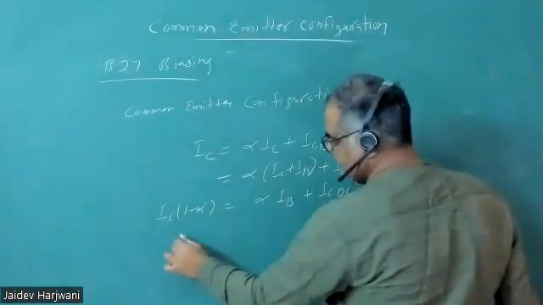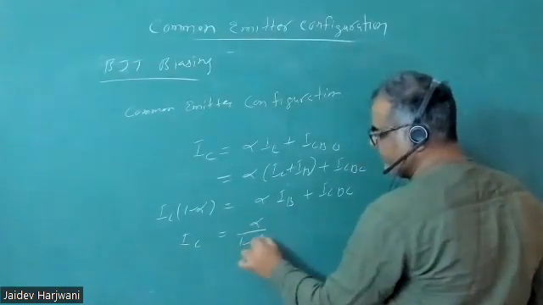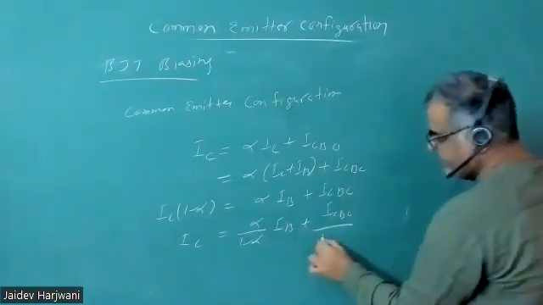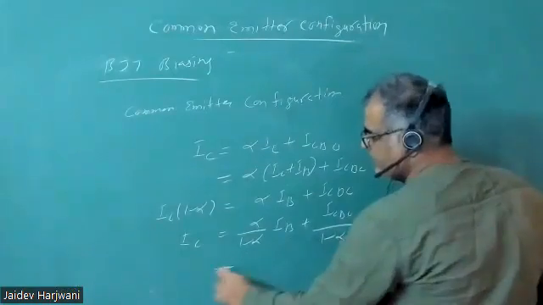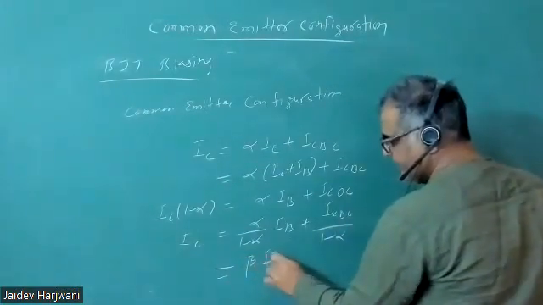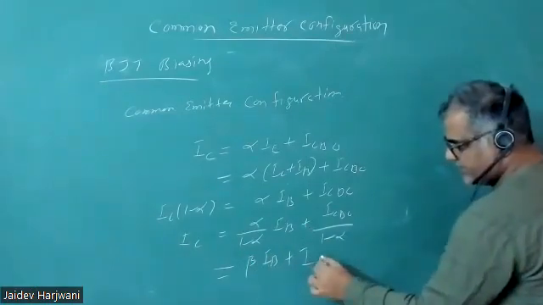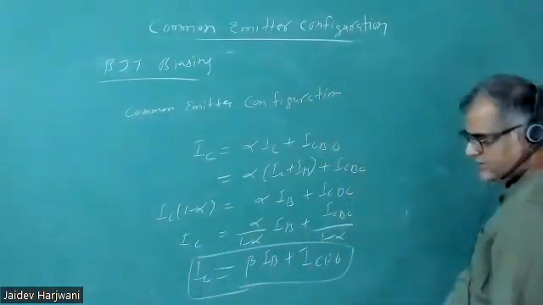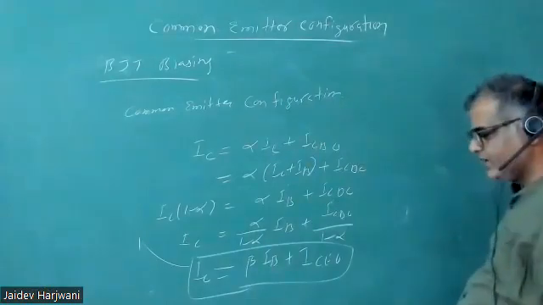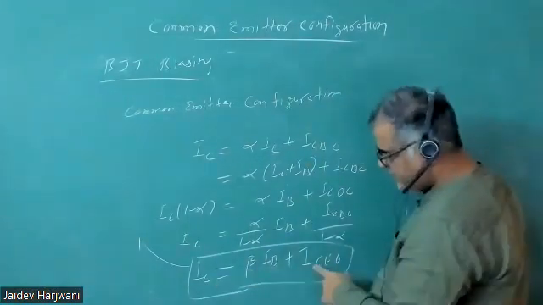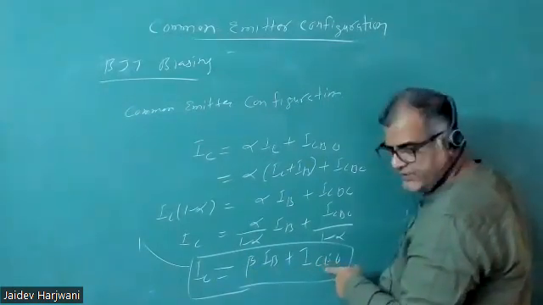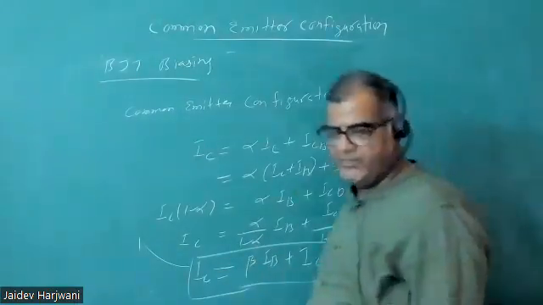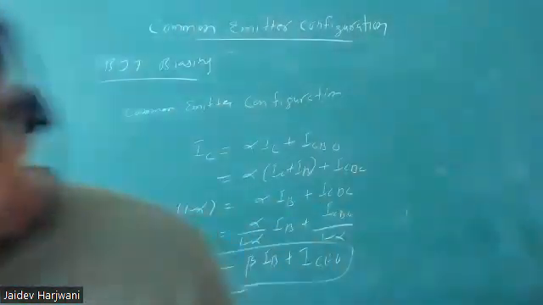Now if I send this here, this becomes alpha upon 1 minus alpha times IB plus ICBO upon 1 minus alpha. So this is the current equation for common emitter configuration, and this is your beta IB, and this is your reverse saturation current ICO. So current depends on beta and reverse saturation current. When we increase the temperature, this current increases, this beta increases, automatically IC increases. So we need to control this IC by biasing. Tomorrow we'll discuss this one.